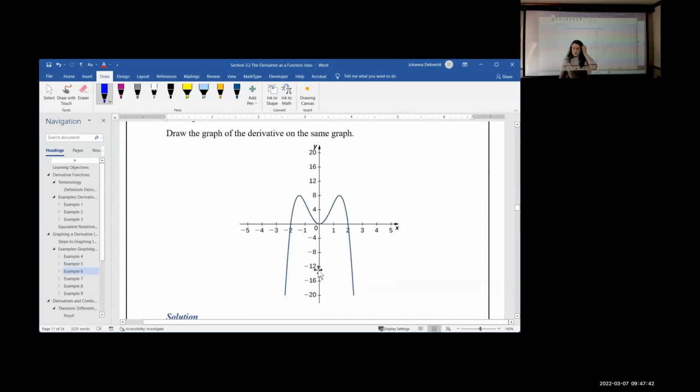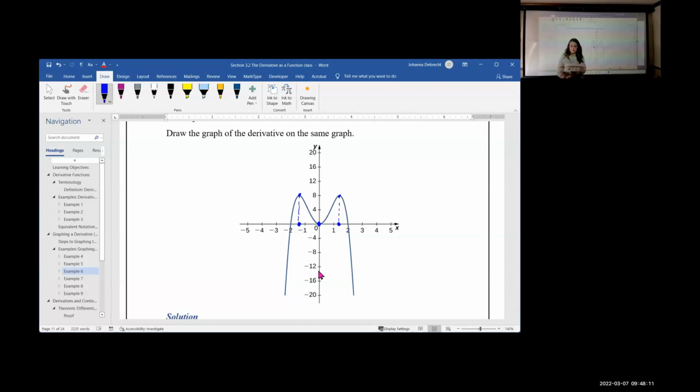This is probably a 4th degree polynomial that we're looking at right here. And we want to try to draw the derivative function on this graph. So the first thing I want to identify are the maximums and minimums. So I'm going to pick out the maximums and minimums, and underneath them, I'm going to plot x-intercepts on the derivative. All right.